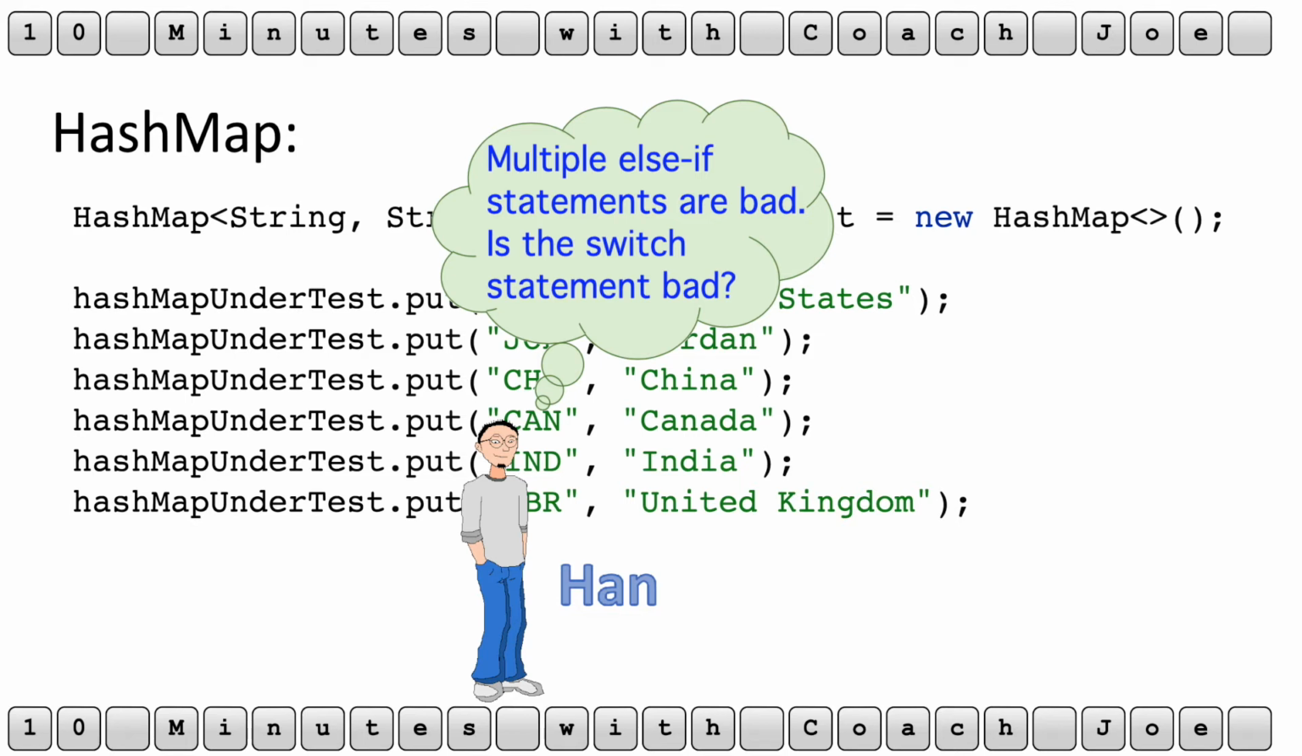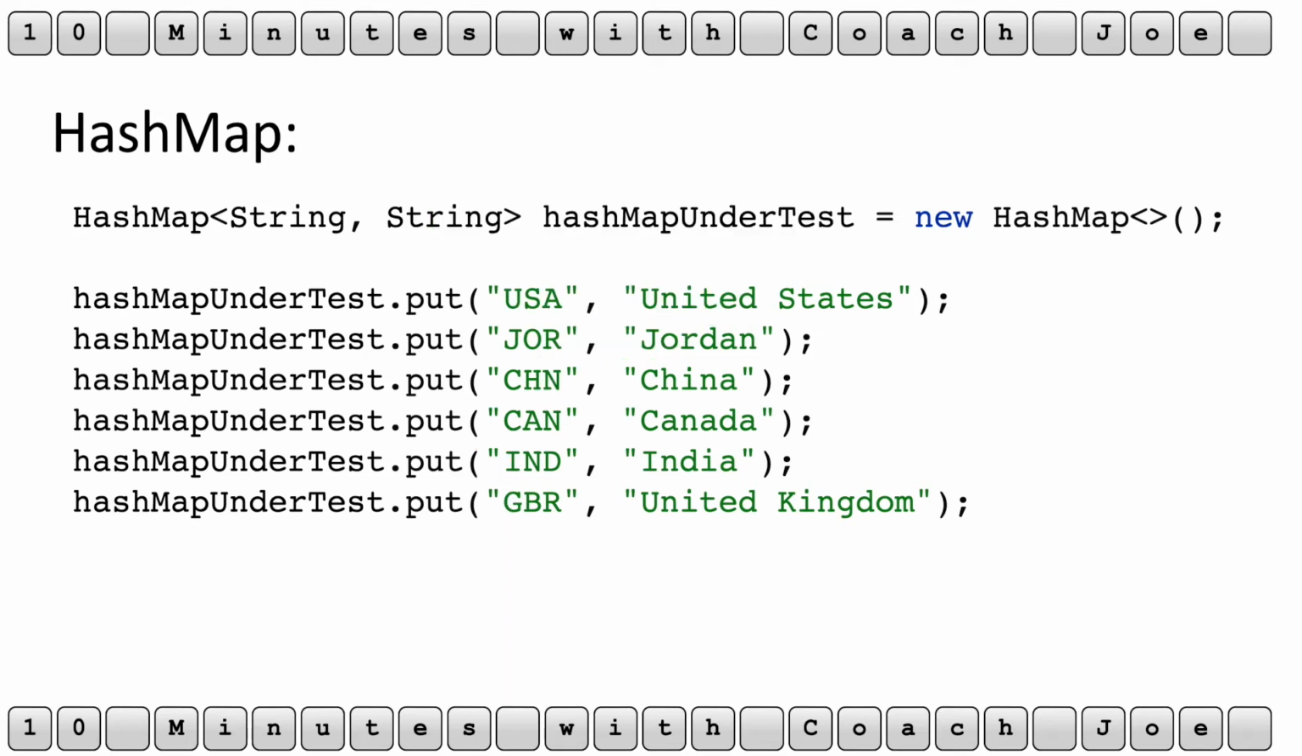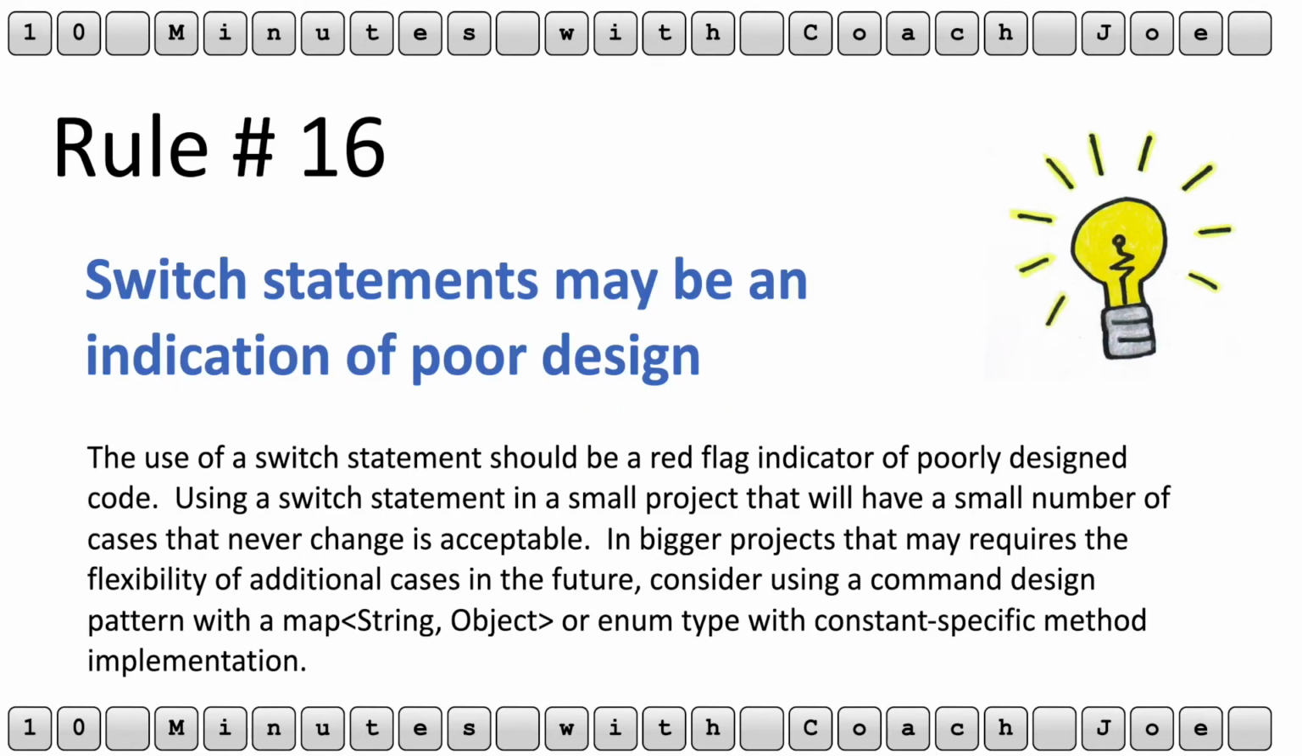The switch statement is not a bad statement, but with so many restrictions and better choices, it should be limited. Coach Joe rule number 16 states the use of a switch statement may be an indication of poor design. Using a switch statement in a small or personal project may be acceptable. If the project was written with the intention of rarely being changed or updated, a switch statement is a quick way to process many cases. If the project is intended for company or customer use, I strongly recommend a different approach.